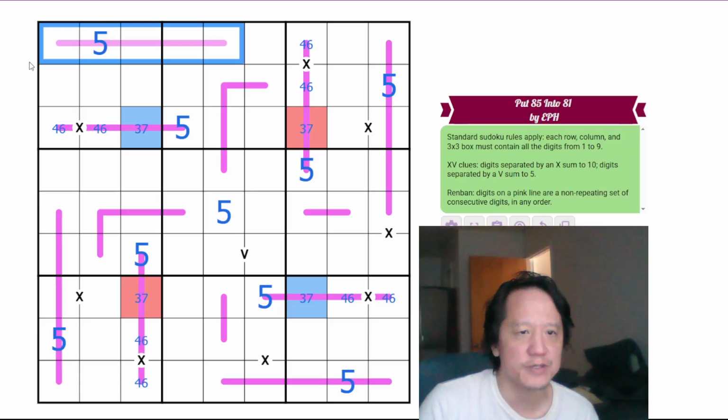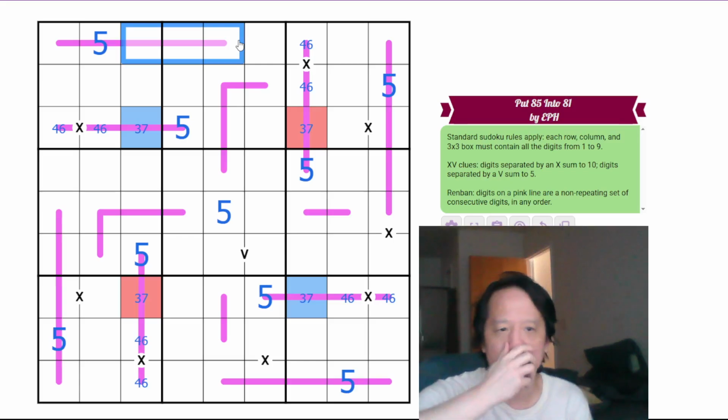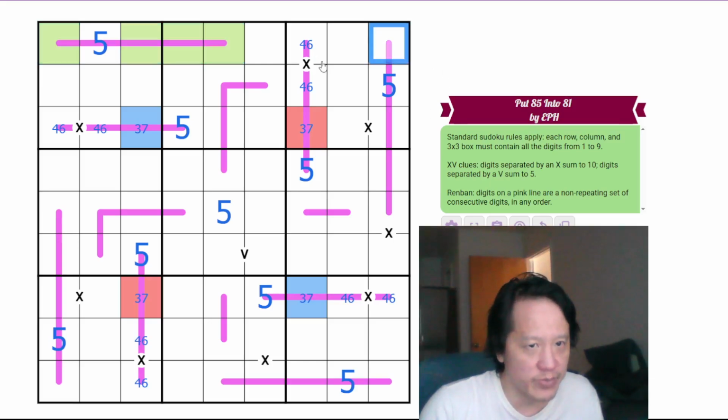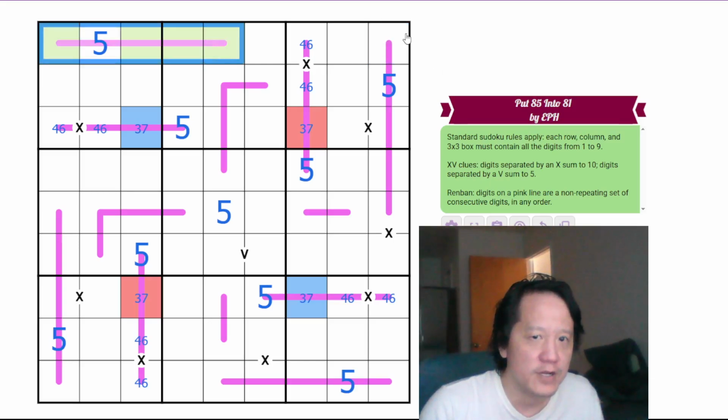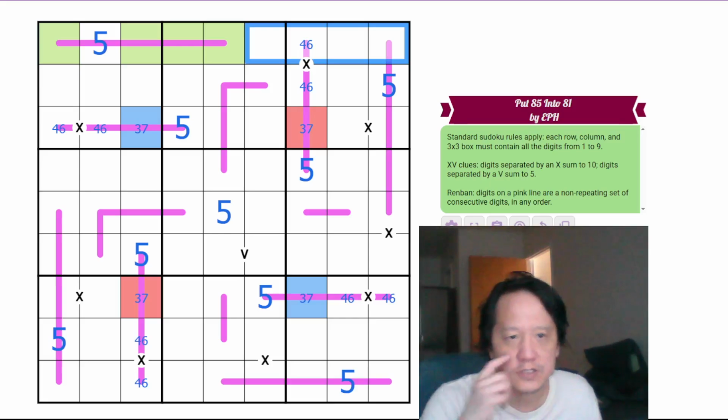So these have to be the same set. So it's either 1 through 5 or it's 5 through 9. We're going to make these green. That means this cannot be green. So if this is 1 through 5, this can't be 1 through 5. The remaining digits here have to all be the other set of digits, right?